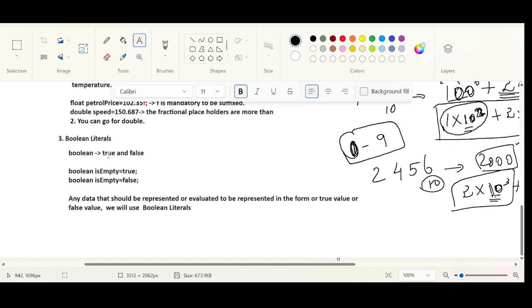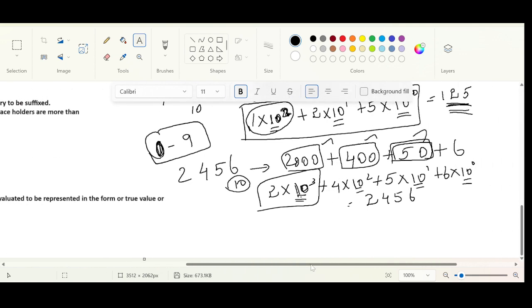And again, we have Boolean literals. Boolean literals represent true or false. If you want to check any kind of condition, where the condition evaluates to true or false, you can go for Boolean literals. This will make more sense when we start developing programs.